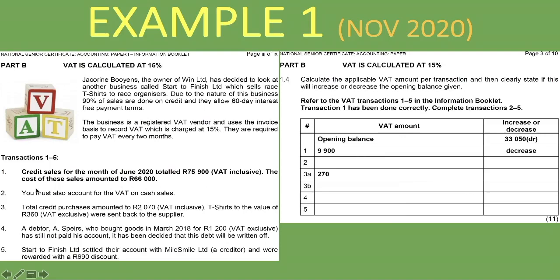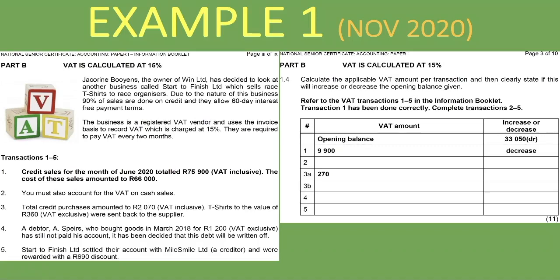It says here, you must also account for the VAT on cash sales. So let's first get our cash sales. What are we told? Well, we are told that due to the nature of the business, 90% of sales are done on credit and they allow 60-day interest-free payment terms. That means if 90% is on credit, then the remaining 10% is on cash.